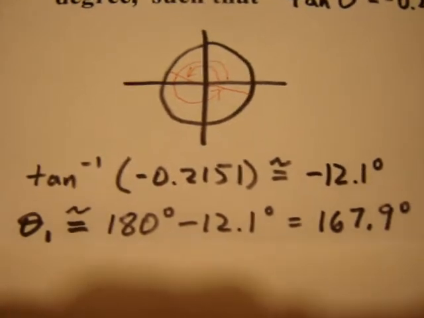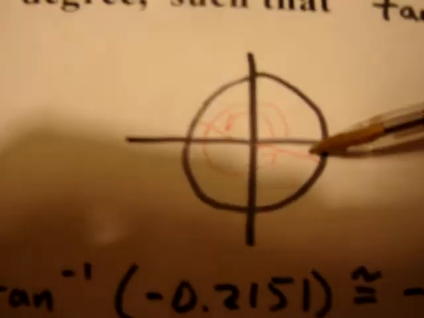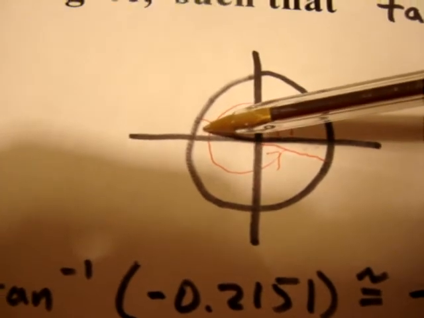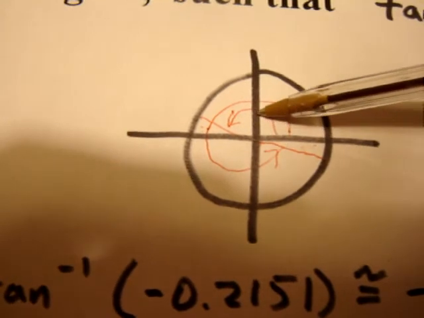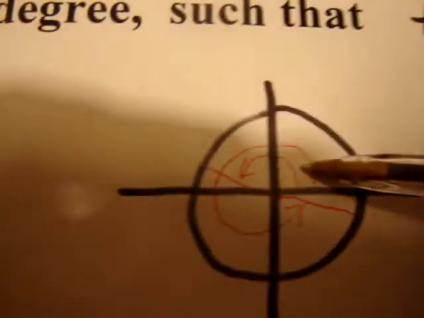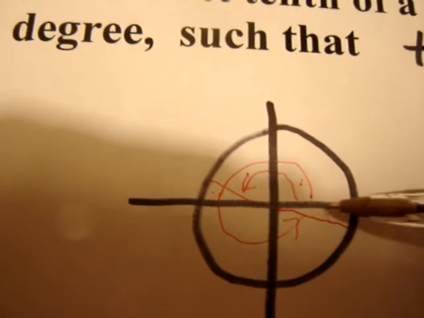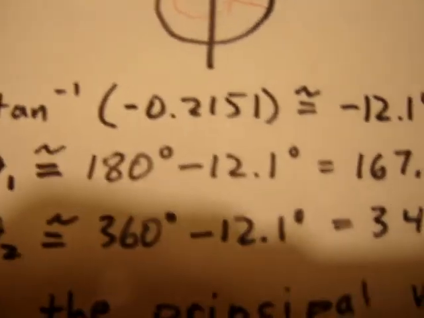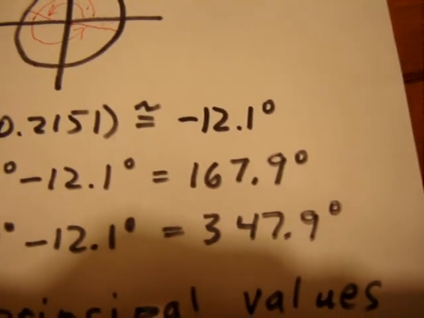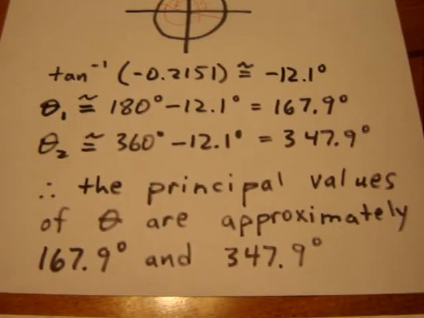So theta 1 is going to be 180 degrees minus 12.1 degrees, because negative 12.1 degrees represents this angle here, which means the magnitude of this angle here is also 12.1 degrees. So our first angle is 180 minus 12.1, which is 167.9. And our second angle will be almost a full 360 degrees, but we will stop short by about 12.1 degrees. So the magnitude of our second angle, 360 degrees minus 12.1 degrees, is approximately equal to 347.9. Meaning the principal values of theta are approximately 167.9 degrees and 347.9 degrees.